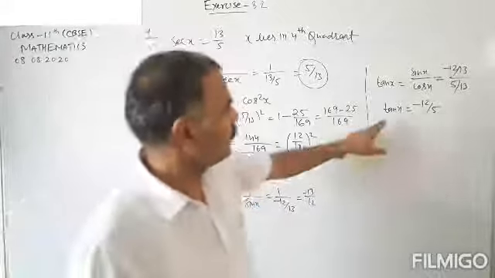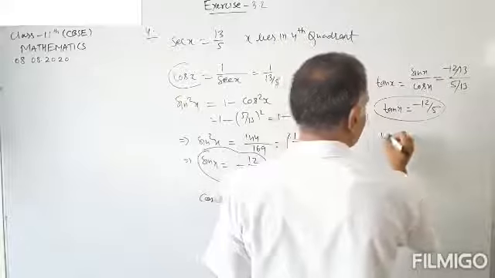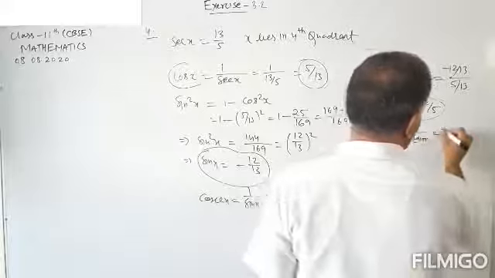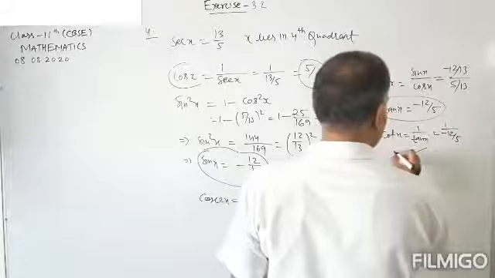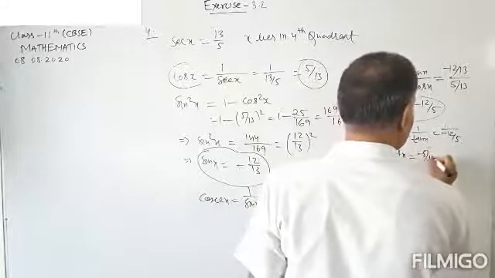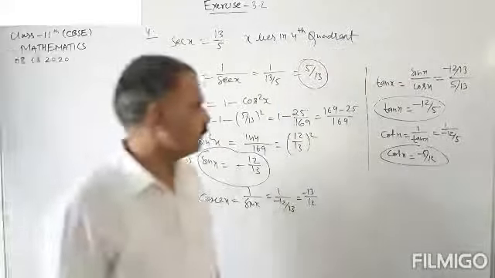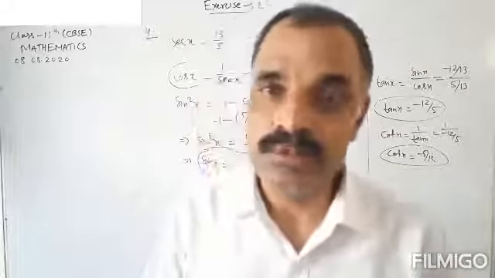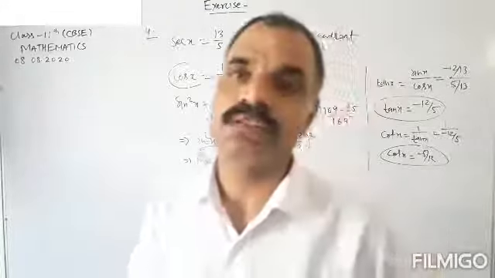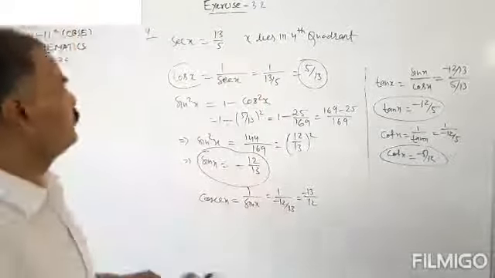From this tan x we can find cot x. Cot x is the reciprocal of tan x, that is 1 upon minus 12 upon 5. So cot x is equal to minus 5 upon 12. We have found all the trigonometric ratios. In this way you can do all other questions also. Now let us take the next question, that is question number.